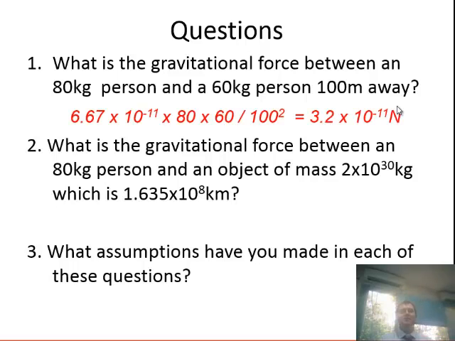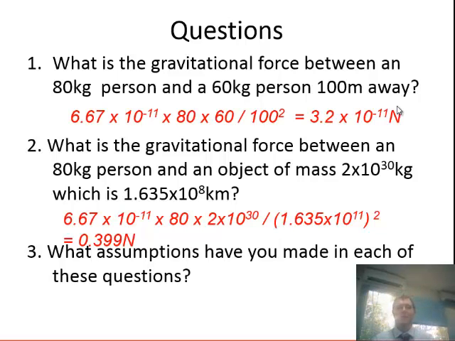You should come up with 3.2 times 10 to the minus 11 newtons. So that means the attraction between two people, even if they're 100 meters away, is actually a very, very small number. That's because of the very small masses. If we think about the attraction of the same person and a much more massive object, although a long, long way away, we get a slightly larger force of attraction, 0.399 newtons here.